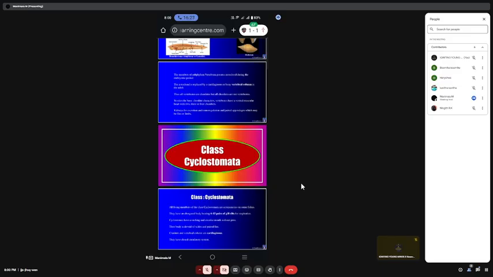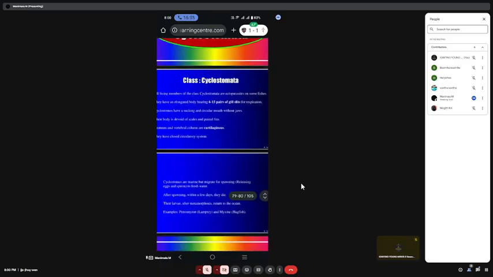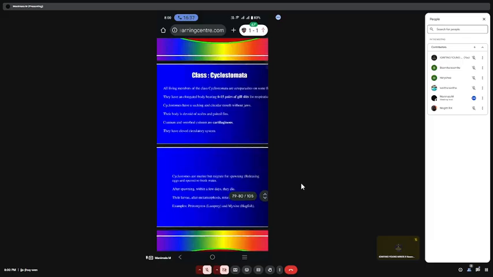First, in your textbook point of view, it is given about the Cyclostomata. So first we are going to discuss the general characteristics of Cyclostomata. Make a note: cyclos means circular, stoma means mouth. So these animals have a circular mouth.